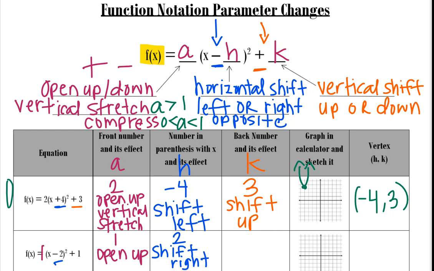The k value is the next one. That's that back number, and it's going to be a positive 1. Positive is at the top, so I'm going to shift up.